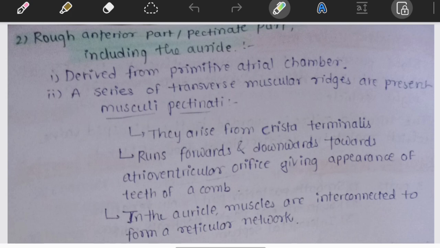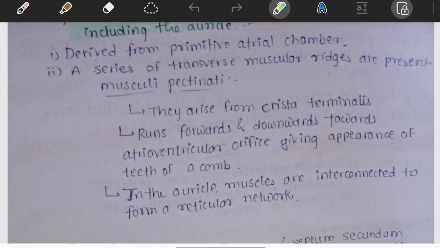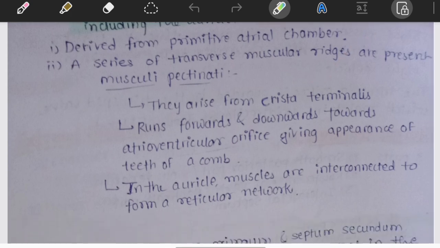These are called musculi pectinati, and the word pectinate means comb-like. Just like the teeth of a comb arranged in parallel, these muscular ridges run forward and downward from the crista terminalis toward the tricuspid orifice. Inside the right auricle, these muscles branch and interconnect to form a reticular network. Why are these muscles present? They help the atrium to contract efficiently without making the wall very thick, and it's an excellent example of how the body increases strength while keeping the chambers light.